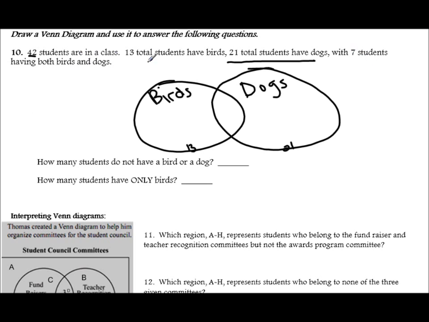7 students have both a bird and a dog. So that means that where the two circles come together, there's a total of 7 students. So if we look at this first circle, it should have a total of 13 people in it. Well, we already have 7, so what's left over has to go in the bird circle. So 13 minus 7 gives us a total of 6. So here should be a big number 6.